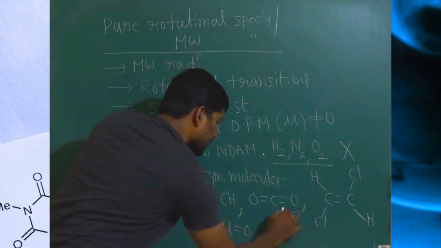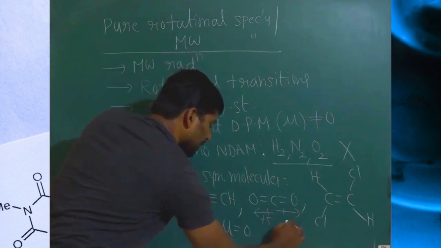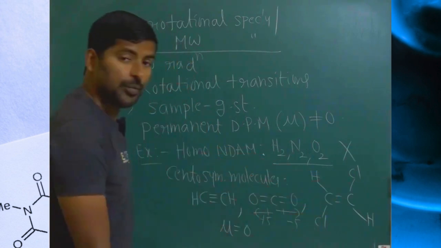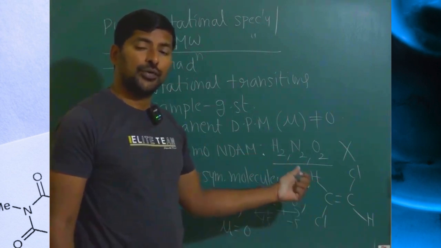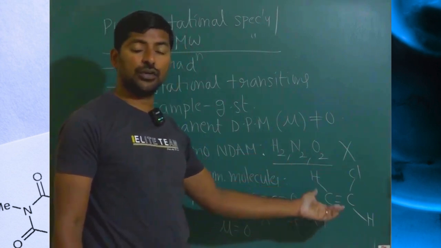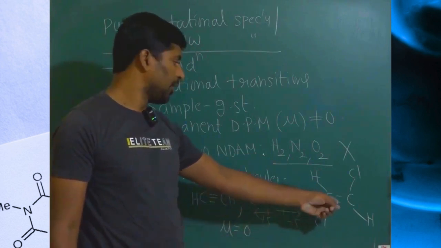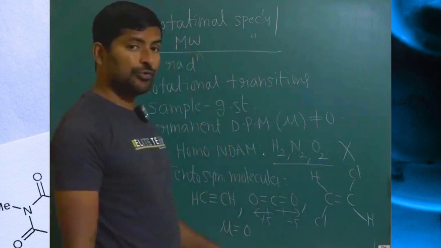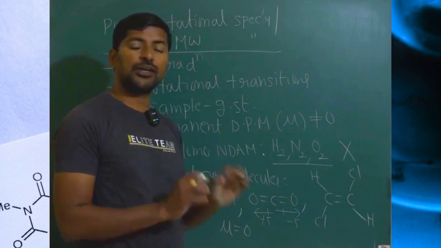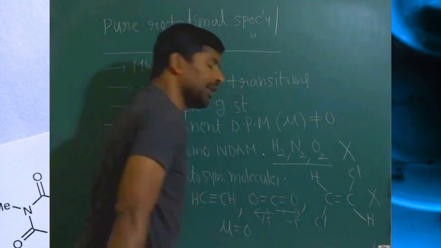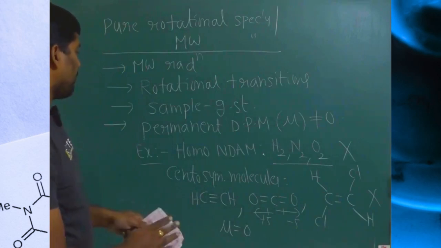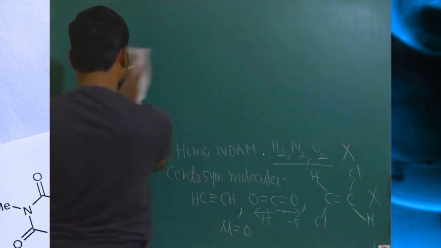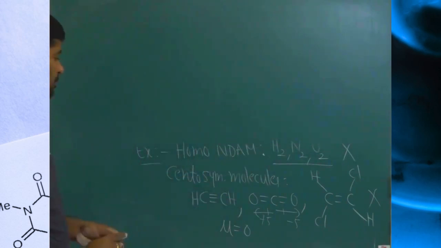Dipole moment is a vector quantity. Left side +5, for example, right side -5, so the net dipole moment is 0. Here also, the net dipole moment is 0. So how can you differentiate cis 1,2-dichloroethane and trans 1,2-dichloroethane? That was given previously, and we can differentiate them based on microwave spectroscopy. Trans 1,2-dichloroethane is microwave inactive. So all these are microwave inactive. They do not possess a net dipole moment.